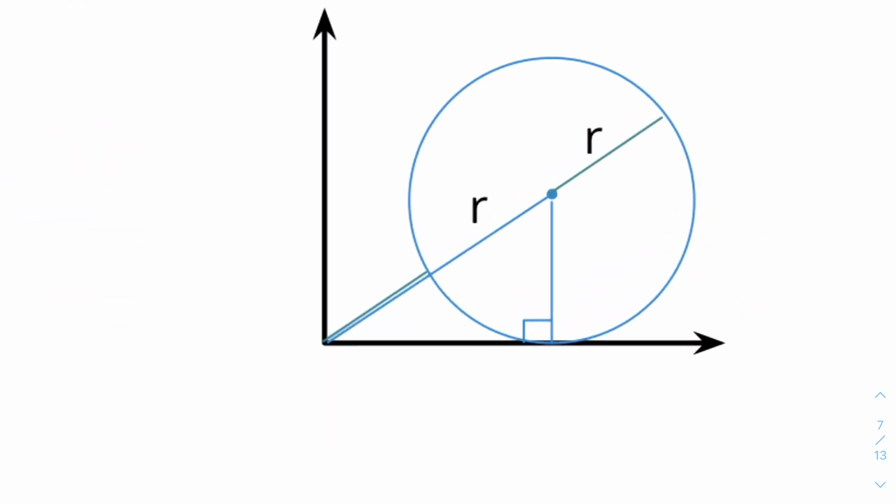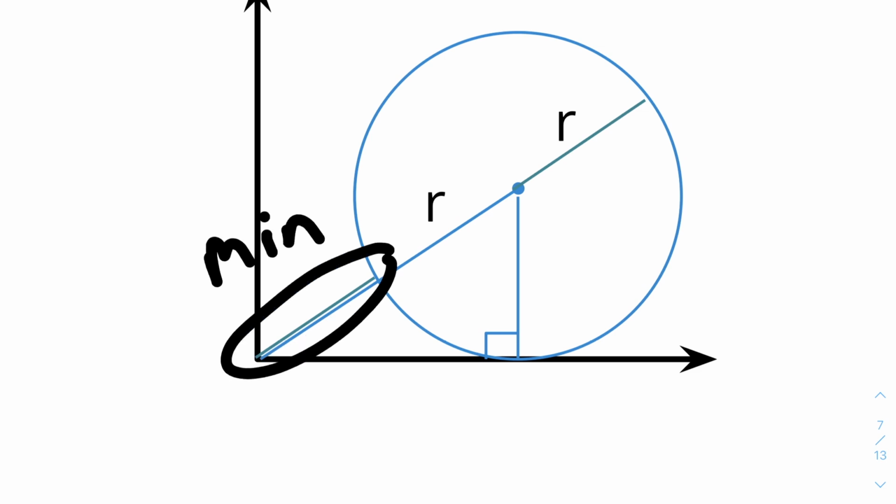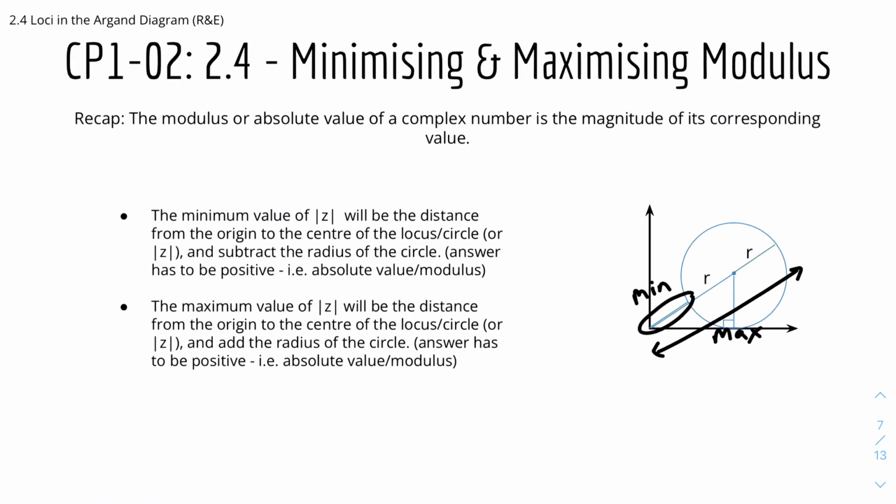So what I mean is that we have a diagram right here. We have this line that connects from the origin to the center of the circle. The minimum value of the modulus will be this thing right here, minus the radius, which means that this point right here, just this, is the minimum. And the maximum is where you have this from the origin to the center of the circle, plus the radius, plus this. That means the whole thing right here is the maximum. So that is the difference. And that's the final concept or answer.